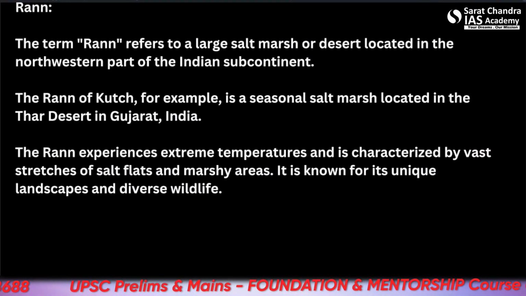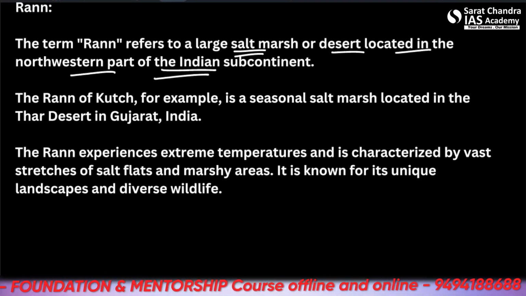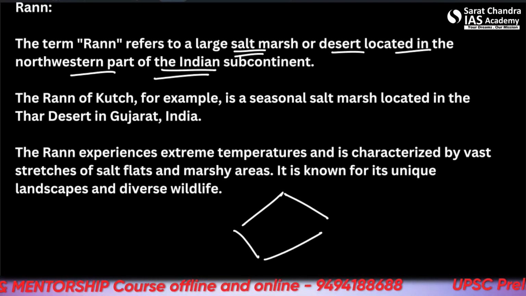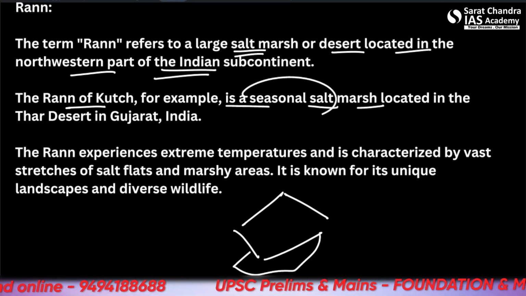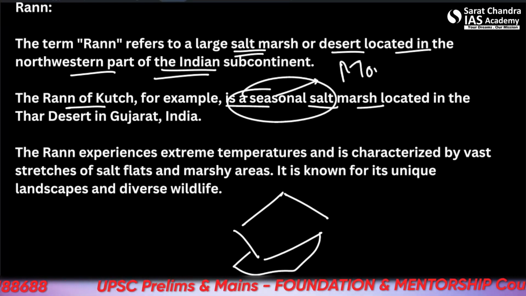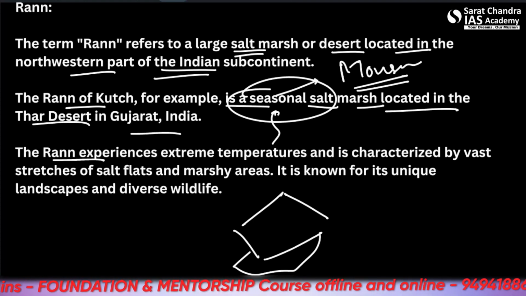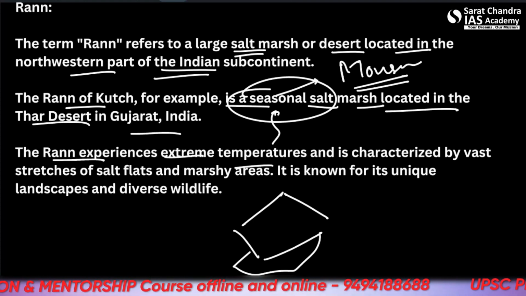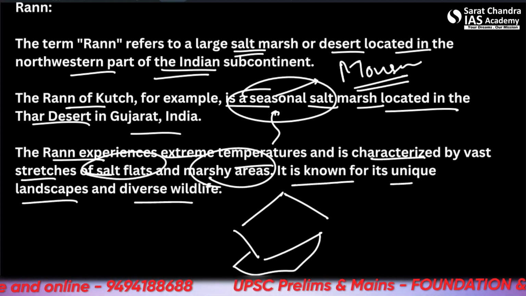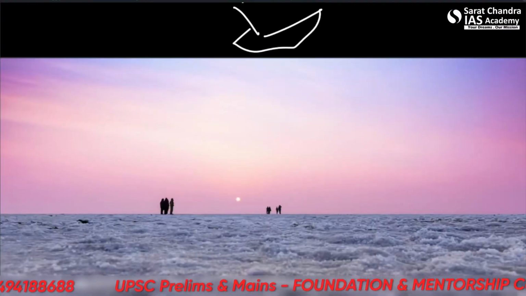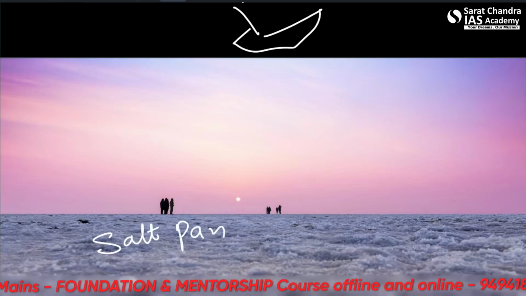When you talk about the Rann, they refer to the large salt marsh or desert located in the northwestern part of the Indian subcontinent. So Ranns are mostly found, or let's say only found, in Rajasthan, Gujarat, etc. The Rann of Kutch, for example, is a seasonal salt marsh. When we talk about seasonal, we are talking about the monsoon rain, monsoon flooding. So the salt comes up, as I told you, and they're located in the Thar Desert in Gujarat. The Rann experiences extreme temperatures and is characterized by vast stretches of salt flats and marshy areas. It is known for its unique landscape and diverse wildlife. So this is one feature from the salt pan area of the Rann of Kutch.